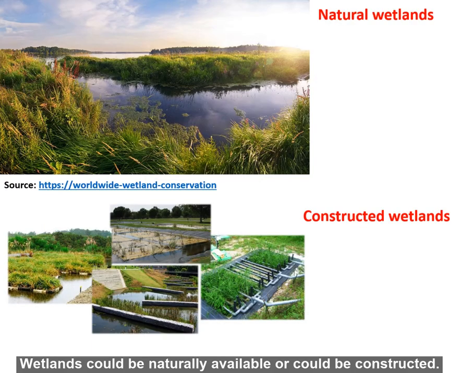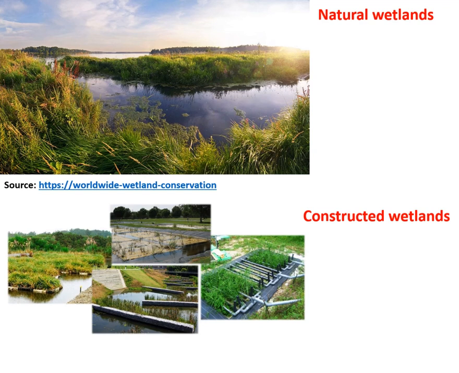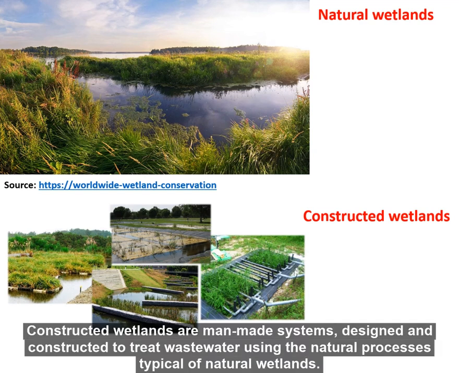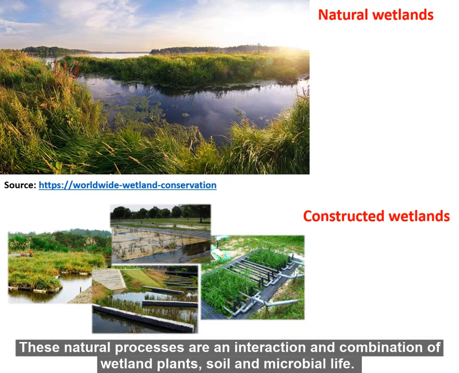Wetlands could be naturally available or could be constructed. Constructed wetlands are man-made systems designed and constructed to treat wastewater using the natural processes typical of natural wetlands. These natural processes are an interaction and combination of wetland plants, soil, and microbial life.